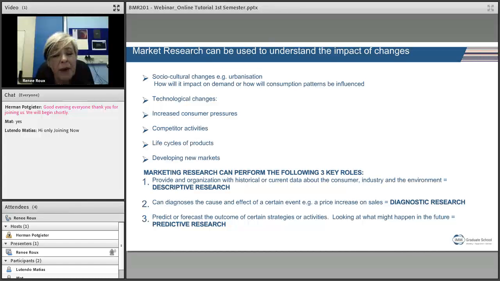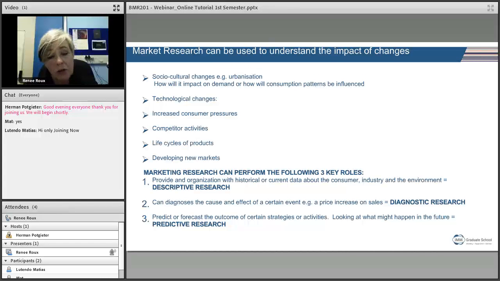Now, there are three key roles that market research can perform. The first one is aimed at the current situation and what happened in the past. So it's about the history, the past, and the current. It will provide an organization with information about what happened in the past with consumers, with the industry, and the environment, and also what has happened currently. And that we call descriptive research.